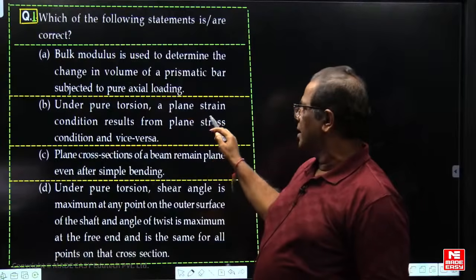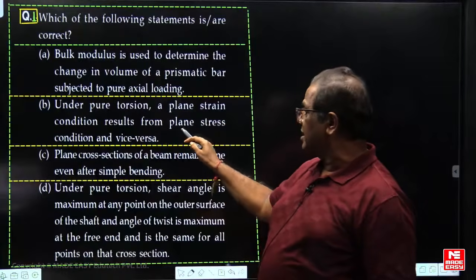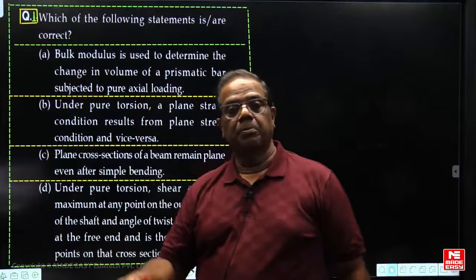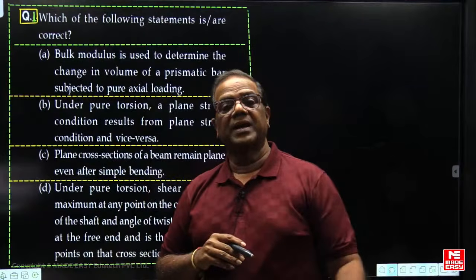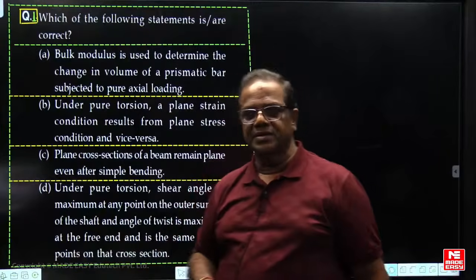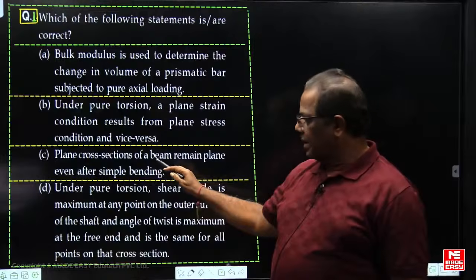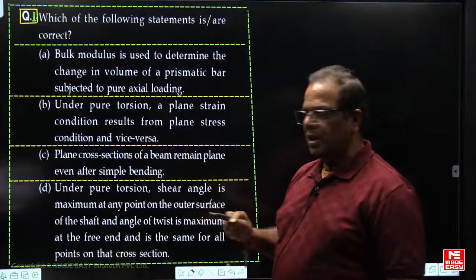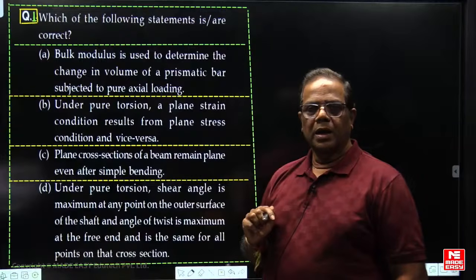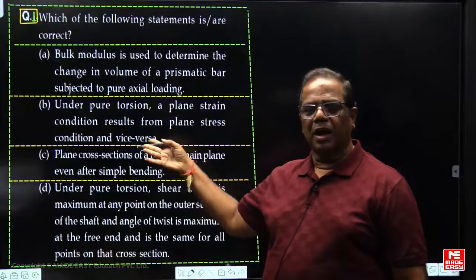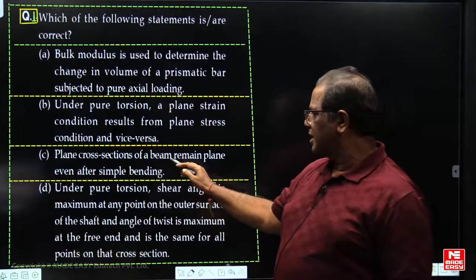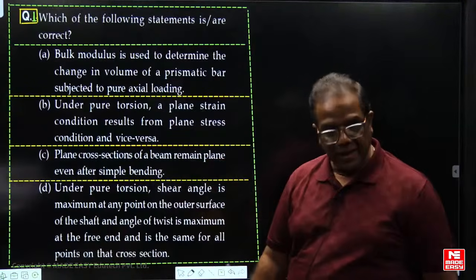Under pure torsion, plane strain condition results from plane stress condition and vice versa. This is the second statement. And plane cross sections of a beam remain plane even after simple bending. I spent almost the last 1 week framing this question. Plane cross sections of a beam remain plane even after bending.